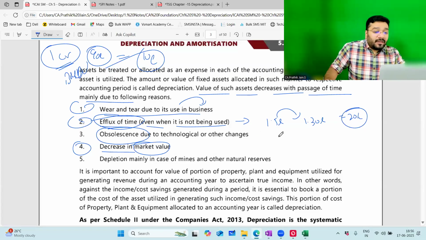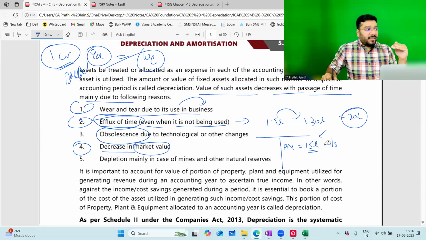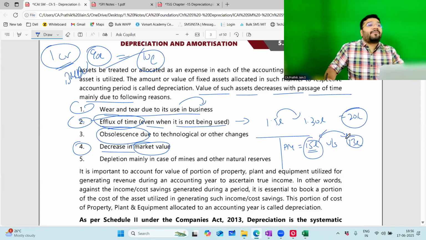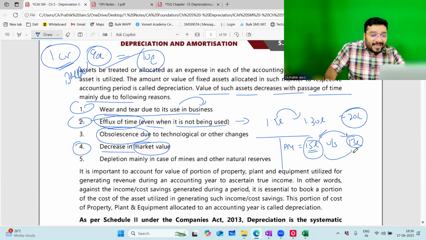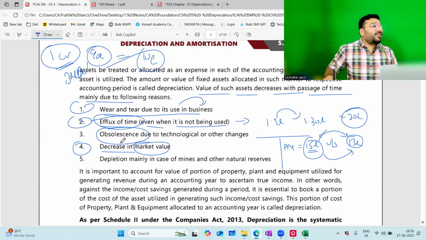Sometimes what happens? In your books, the value of the plant and machinery, the WDV, is let's say 15 lakh rupees. A 25 lakh worth of asset became 15 lakh. Now at one point of time, you compare this with the market value. If I go and sell this in the market, how much are people willing to pay? People are not willing to pay more than 13 lakh rupees. So the market value of this asset has reduced by 2 lakh rupees. So now what will you do? You revalue the asset and decrease it by 2 lakh rupees. So a reduction in the value of the asset is depreciation.